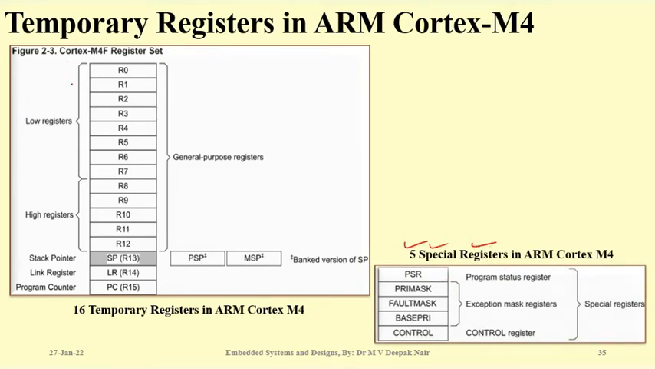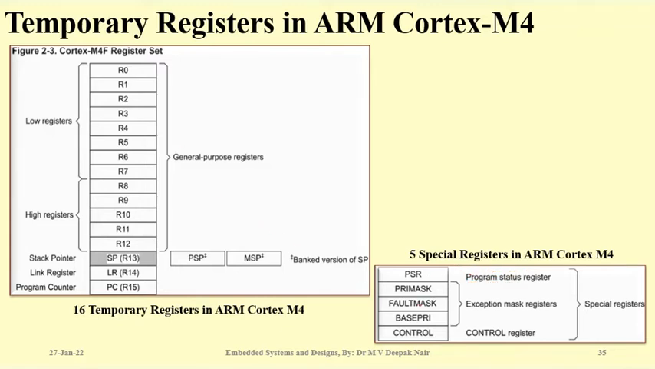Apart from that, it has 5 special registers. These are normal or temporary registers, and then we have special registers in ARM Cortex. We call them the program status register. Can you tell me what the job of this register will be? Here you can see the important word: status. Whose status? The program's status, whether the program is running in which mode, which level, which kind of activity is being conducted by the program. All the details can be extracted from this PSR.